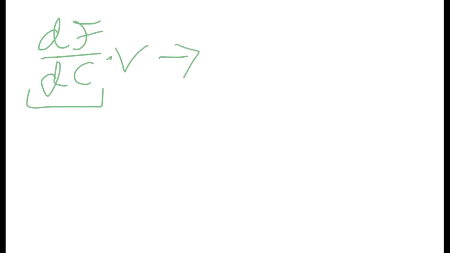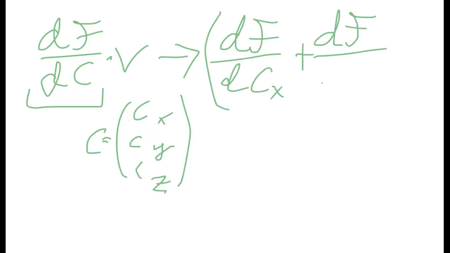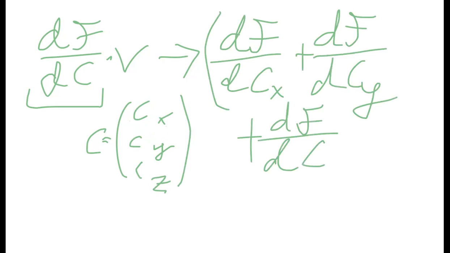And we can actually expand this further. If we look at C as a vector, cx, cy, cz, that's our space. We have df/dcx plus df/dcy plus df/dcz, all of that on v.